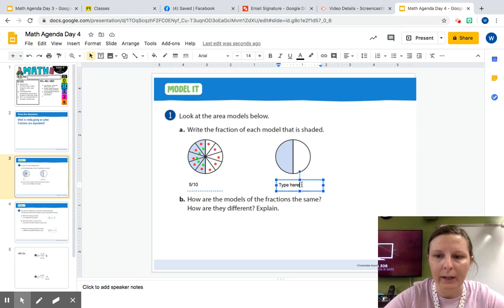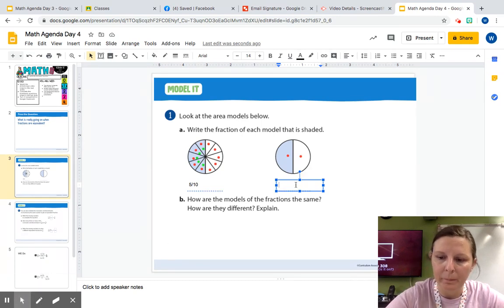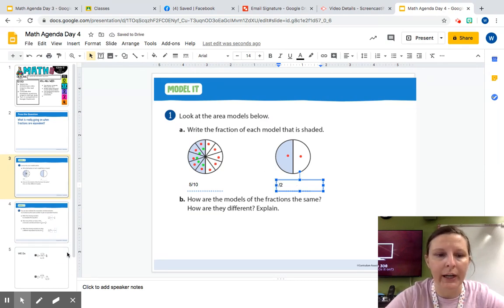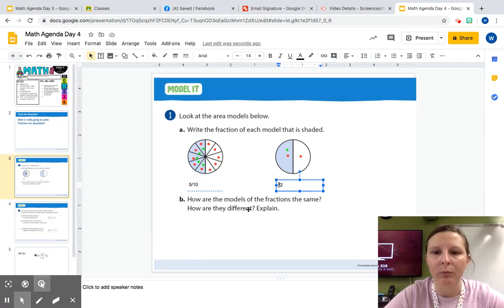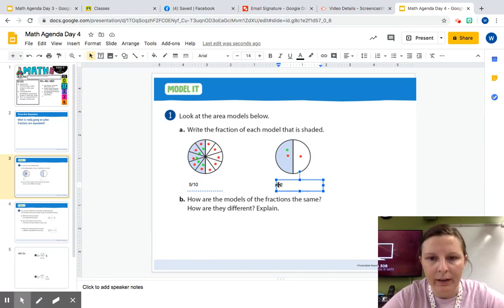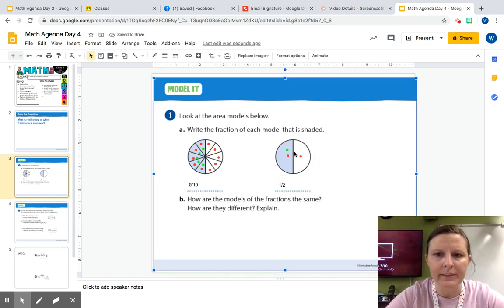So let's look at this side now. This side's going to be a little bit easier. Let's look at our total pieces first. Okay, so we have 2 total pieces. So this one will be over 2. Now we need to go back and count our shaded area to see how many spots we have. 1. That was easy enough, right? So we have 1 shaded area here. 1 piece. So on this side, we have 1/2.